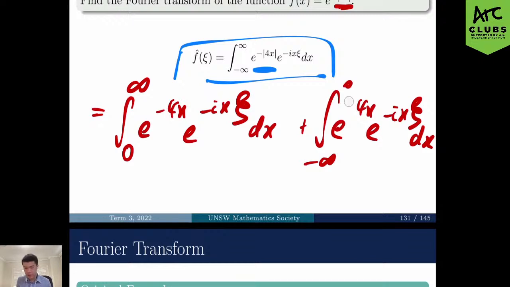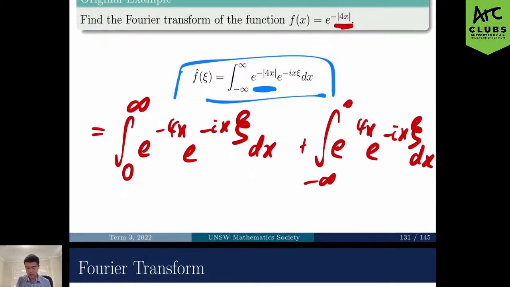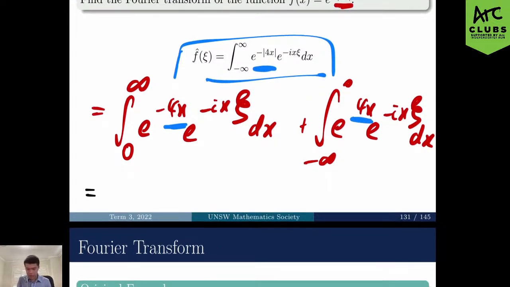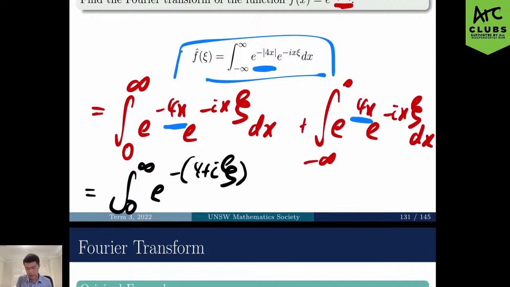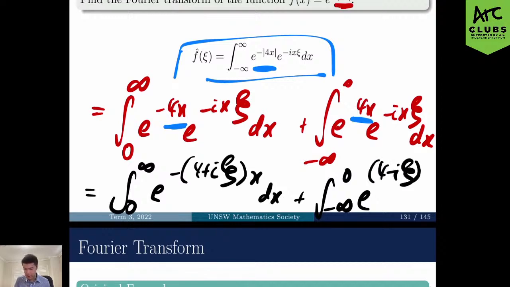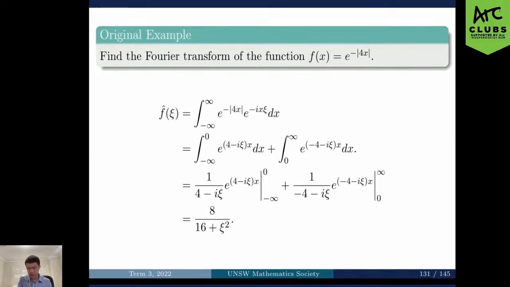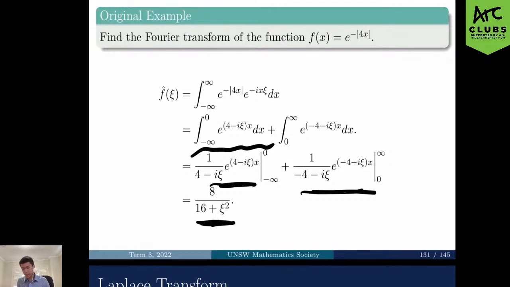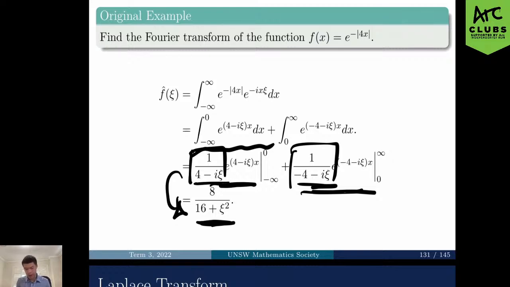Except this turns into 4x. Because what we're doing is we're saying the absolute value is equal to itself on the positive side. It's equal to the minus of itself on the other side. Right, and then we integrate that. You'll see it's just an exponential function, so it'll be e to the minus 4 plus i psi times x dx, plus the integral from 0 to minus infinity of e to the 4 minus i psi x dx. And so you'll calculate both of these. You just use standard integrating techniques, and you'll end up with 8 on 16 plus psi squared. You'll actually end up with a sum of partial fractions, but you want to rationalize it using the conjugate, and you get 8 on 16 plus psi squared.